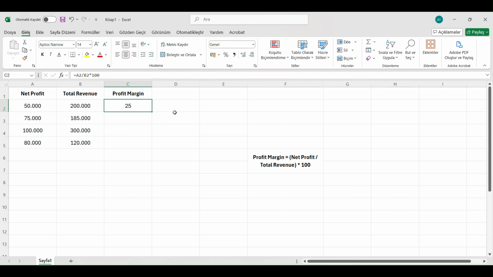If you want to do this calculation for a lot of data, you can use Excel's autofill feature. This way, you can have the formula work in other cells as well.